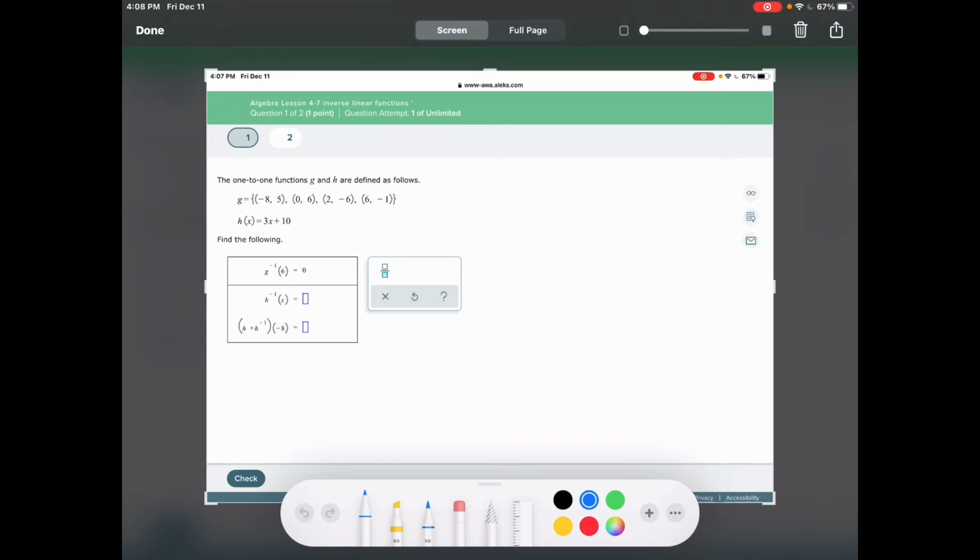Okay, so I have h of x equals 3x plus 10, and I need the inverse of that. Remember, I'm going to say y equals 3x plus 10 instead of h of x. And then I'm going to change the places of the x and the y. See how they just swapped places? And then I'm going to solve to get y by itself. So I'm going to go minus 10 on both sides, and then I'm going to divide by 3.